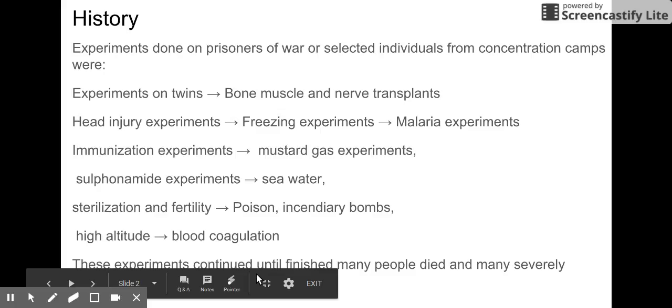These experiments could have consisted of experiments on twins, bone, muscle and nerve transplants, head injury experiments, freezing experiments, malaria experiments, and high altitude experiments. The experiments would have continued until they'd finished the test and found out the result. Many people died, and many were severely injured or worse, made ill.